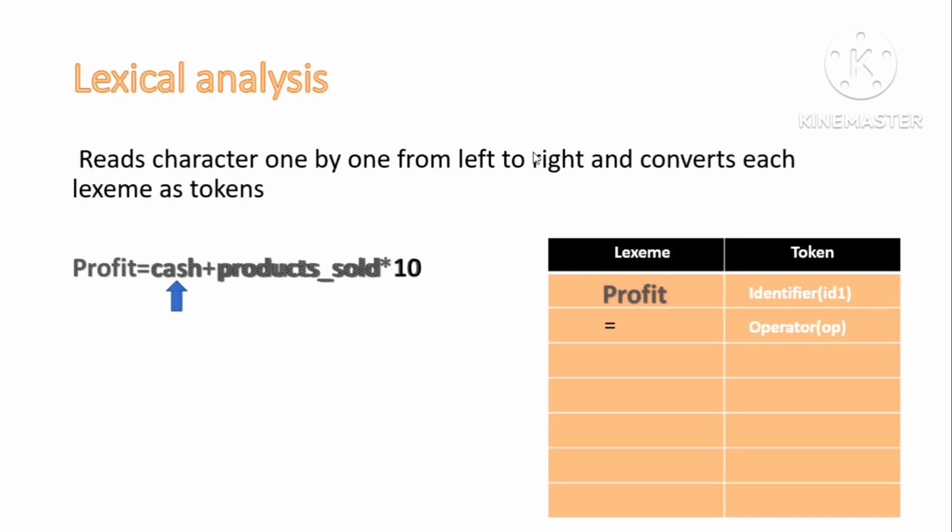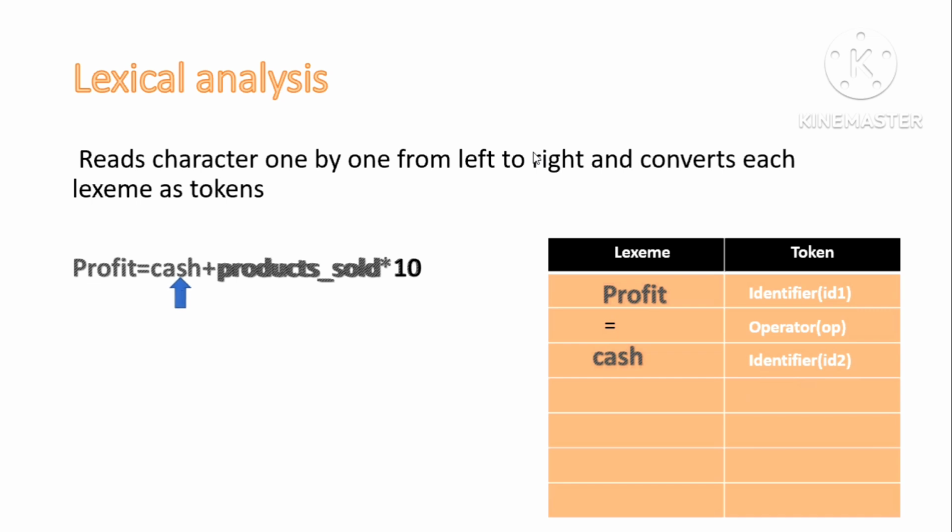Now you can see that cash is called an identifier or variable. This cash is called a lexeme and the corresponding token to that is called identifier. Since this is the second identifier, we have named it identifier 2.